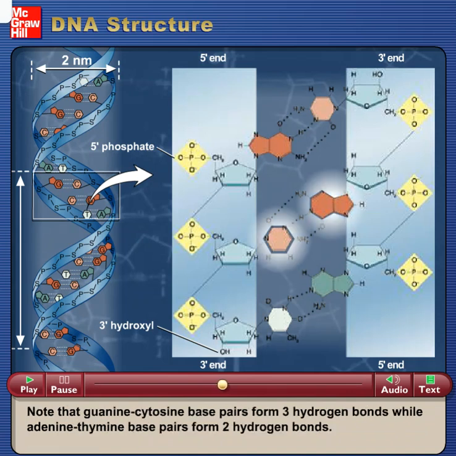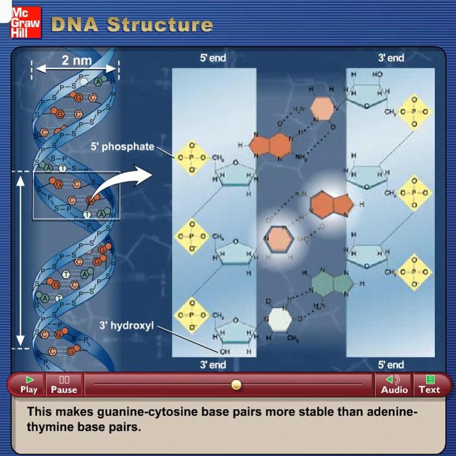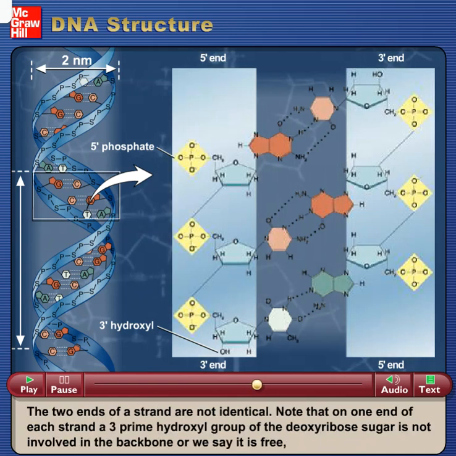Note that guanine-cytosine base pairs form 3 hydrogen bonds, while adenine-thymine base pairs form 2 hydrogen bonds. This makes guanine-cytosine base pairs more stable than adenine-thymine base pairs. Nucleotide pairing between strands also allows the sequence in one strand to determine the sequence in the complementary strand. The two ends of a strand are not identical.